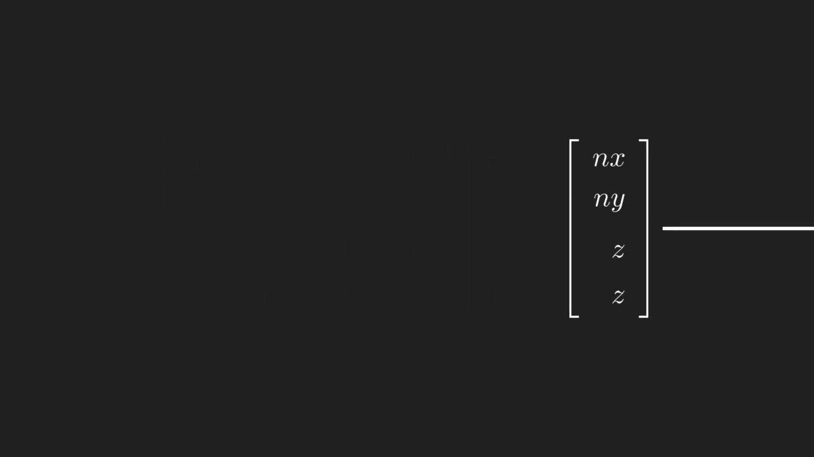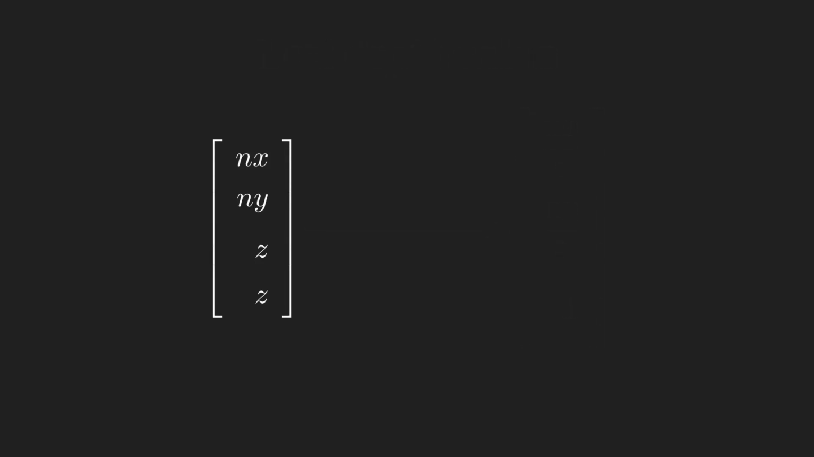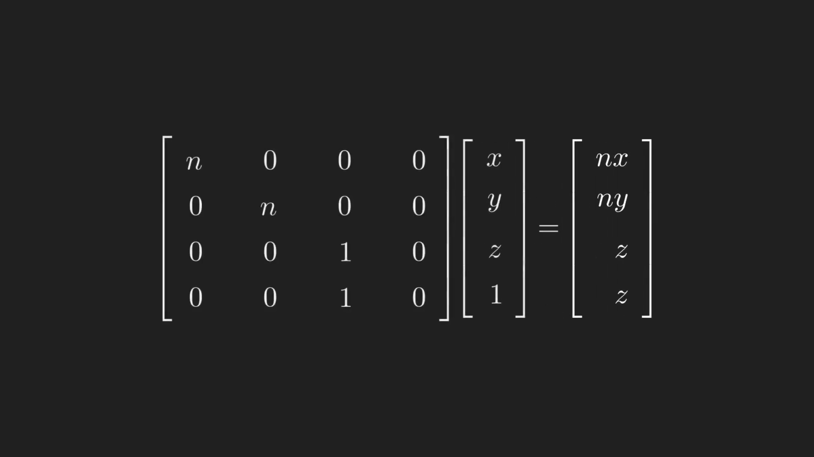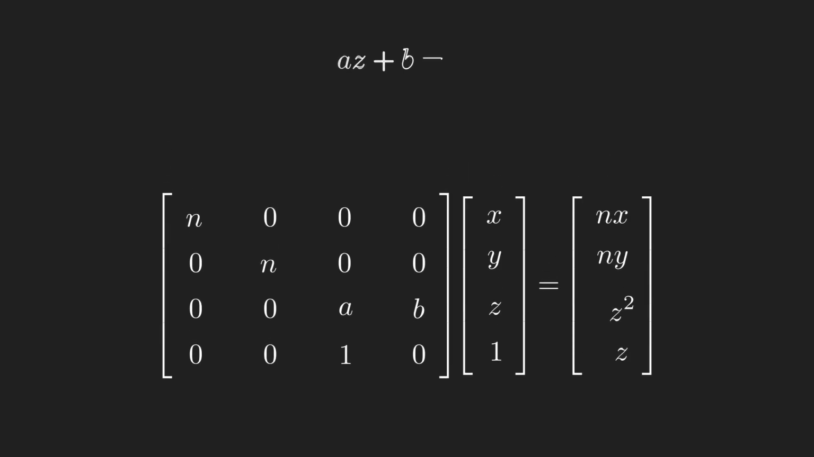Now, let's look at our transformation matrix. The issue is, if we were to just pass z through, we would get z by z, which is equal to 1, losing our depth information. If you were to multiply out the matrix, you see that there are only currently 2 remaining values that we can use to manipulate z, without manipulating the x and y of our positions. This will be represented by a and b, and since we want z to be z squared, we can make the equation az plus b equal to z squared.